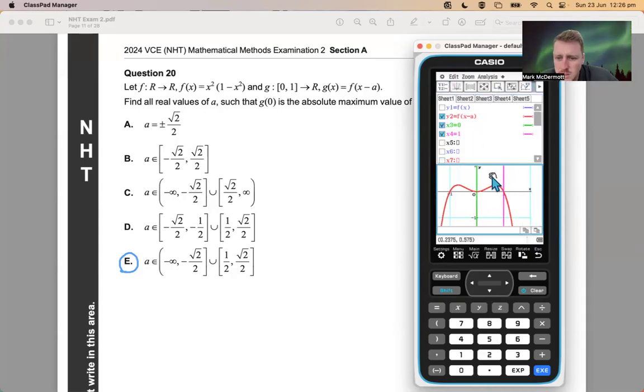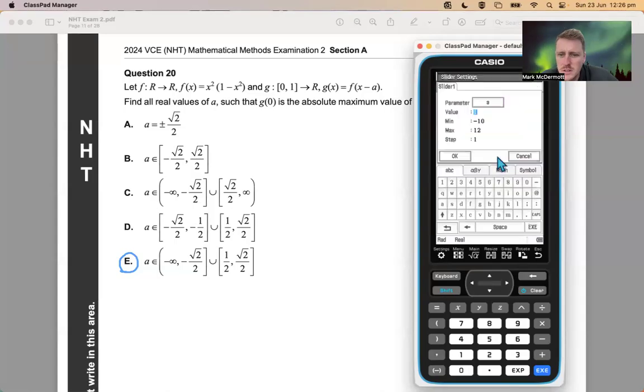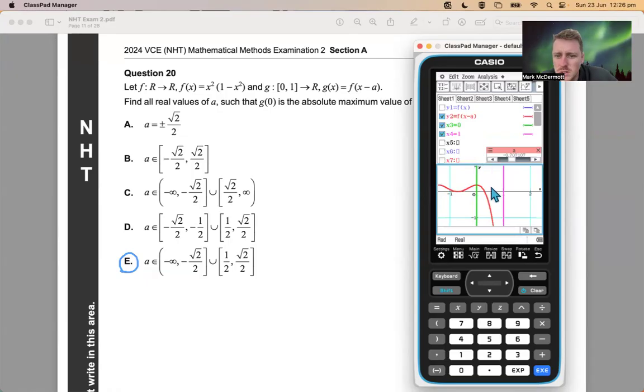Okay, so we're really just interested in this part here. And where did my slider go? There it is. Okay, if I change A, you can see that different things happen to the graph. And if you look at the options, negative root 2 on 2 seems to be a key point. So if I click on here, settings, negative root 2 divided by 2, is that going to do what I want it to do?